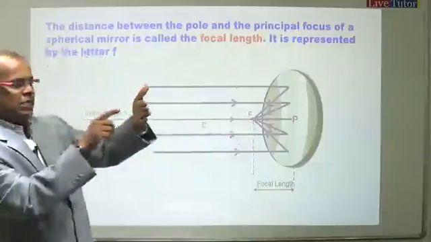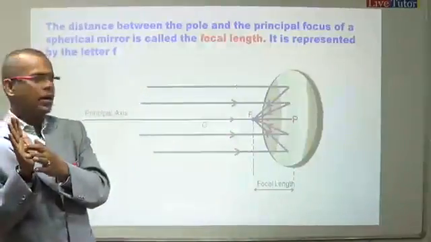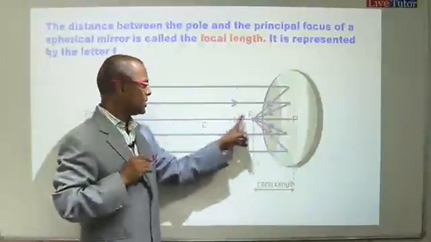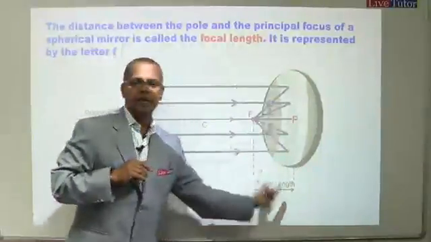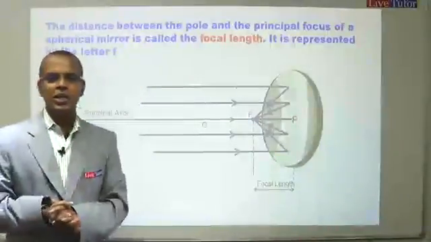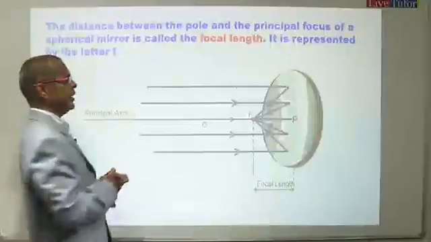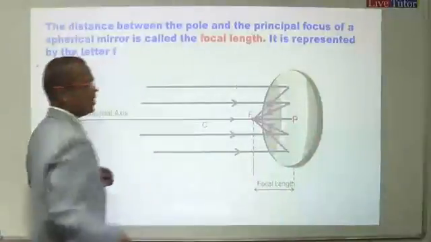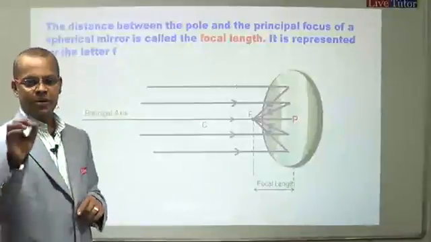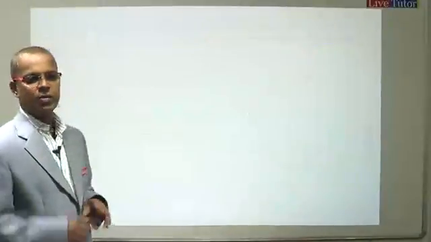Okay, and the distance between the principal focus and the pole, that is the midpoint of this mirror, is called the focal length of the mirror. So this is how we have to measure the focal length. Here we are using small f. The small f indicates the focal length, capital F indicates the principal focus. This difference you should remember.